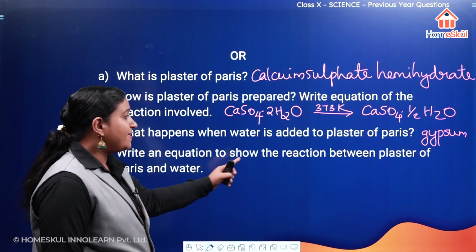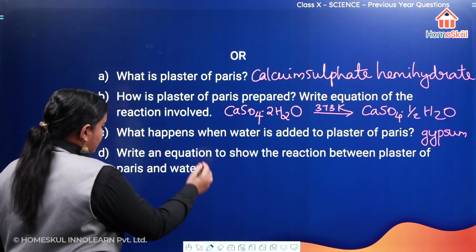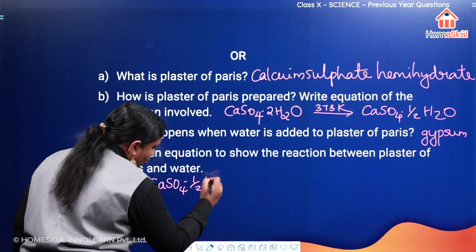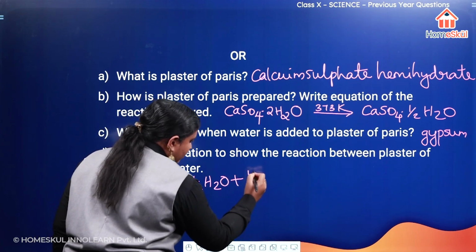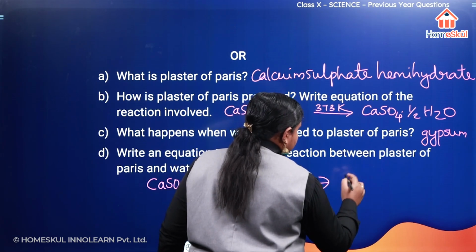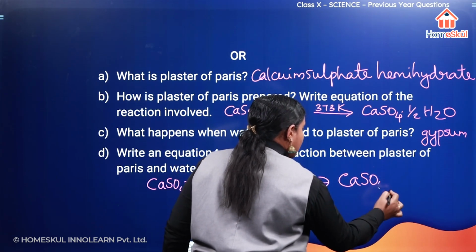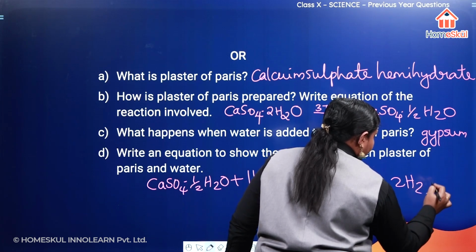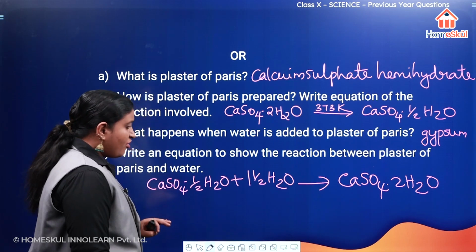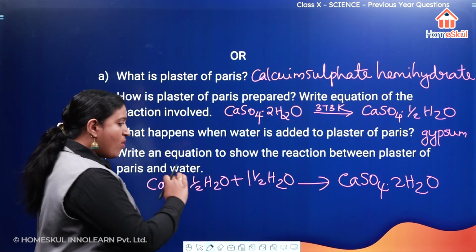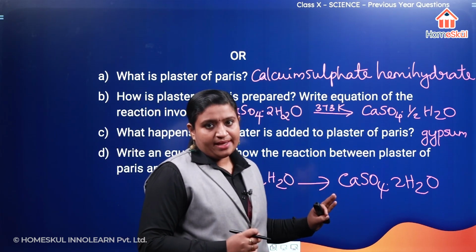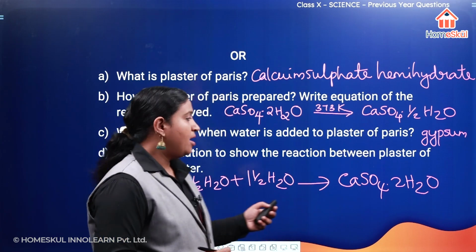Write an equation to show the reaction between plaster of Paris and water. So, let's write the equation. CaSO4 dot half H2O combining with 1.5 molecules of water, you will get gypsum. That is CaSO4 dot 2H2O. Okay. So, here this plaster of Paris is actually a white powder. Once it converts into gypsum, it becomes a hard, solid mass. Clear, children? Okay.